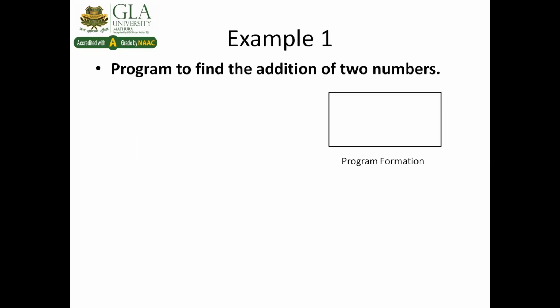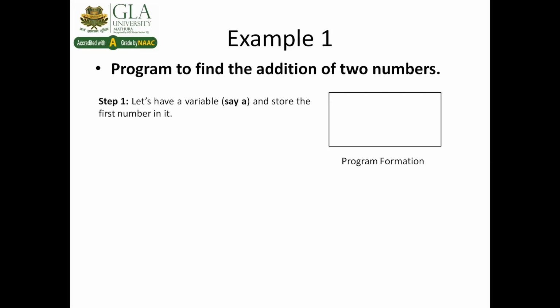So let me start. In the first example, we are going to find the addition of two numbers. So how we are going to write a program in Python for adding two numbers. We will be taking two numbers in two different variables and finally we will be adding those two numbers and we will be showing the output.